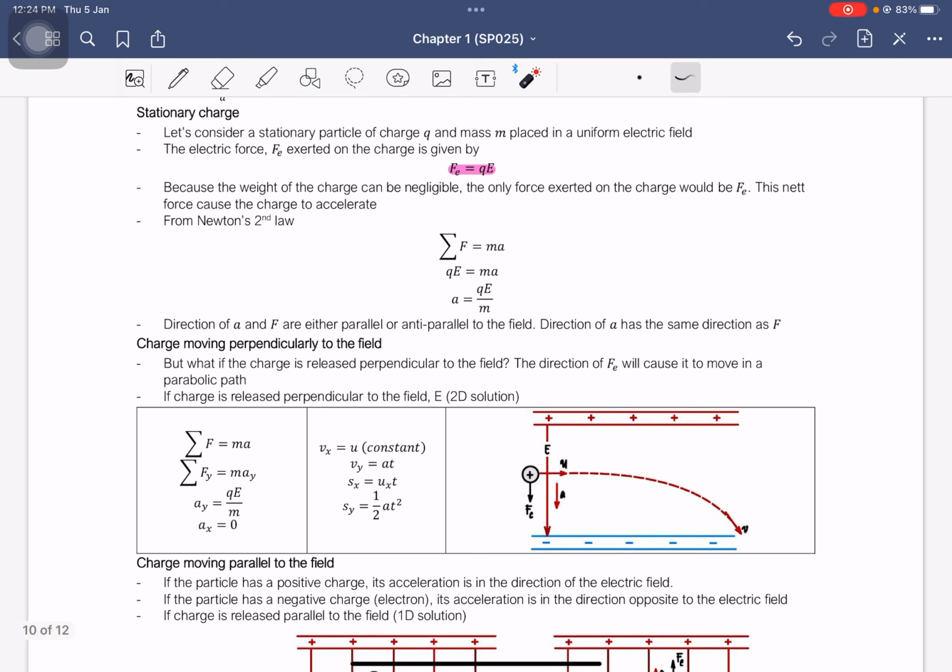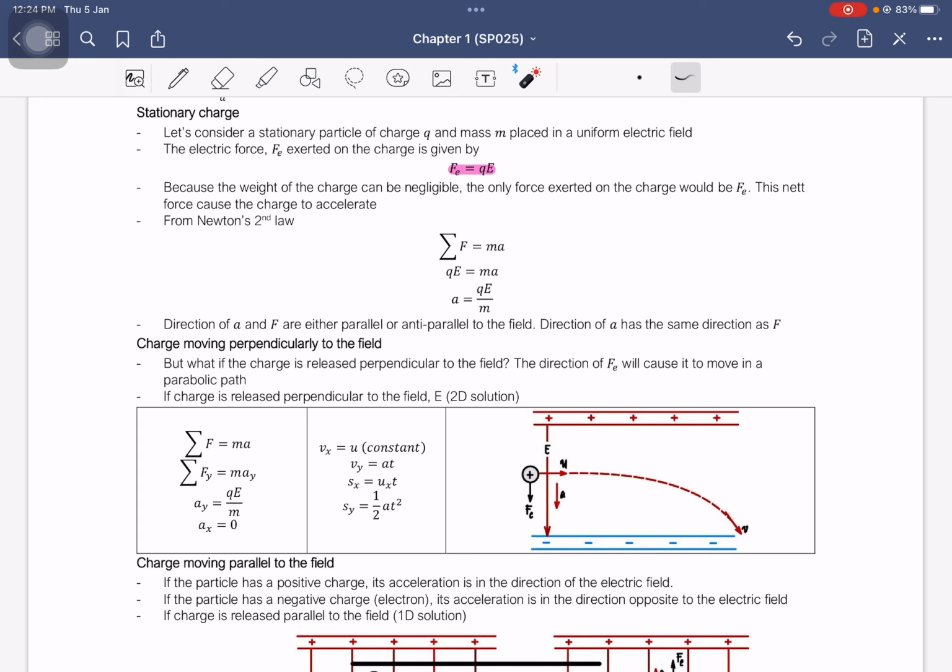So this is an equation that you can use now to calculate the electric force being exerted on the charge. And because the weight of the charge is negligible, the only force exerted on the charge would be Fe, which is the electric force. This net force causes the charge to accelerate.